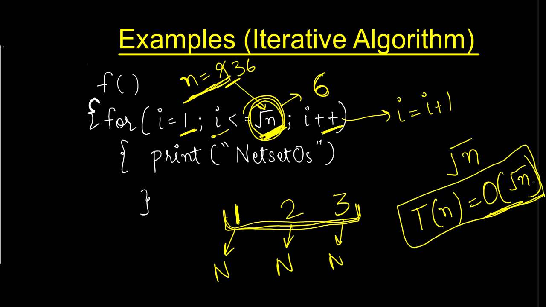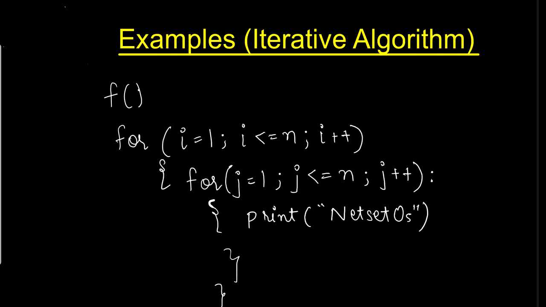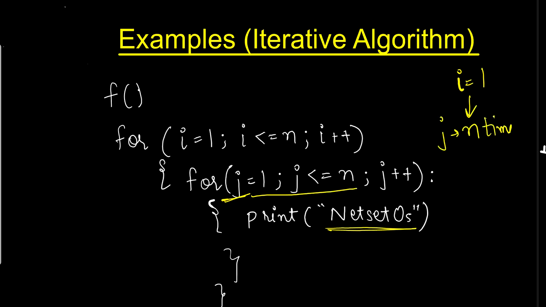Let's complicate this. Here we have 2 loops. For each iteration, we want to print this netsetOS. So for this, when i is equal to 1, j will iterate 1 to n times. We can say j will iterate n times. Then when i is equal to 2, again j will iterate from 1 to n. That is, it will also iterate n times.